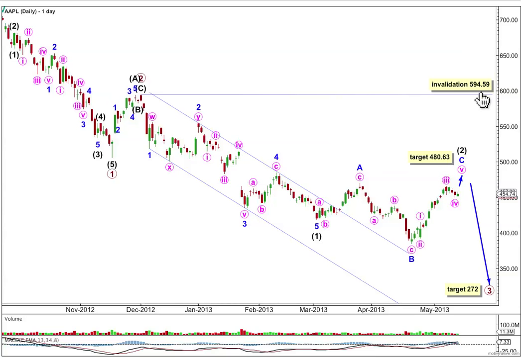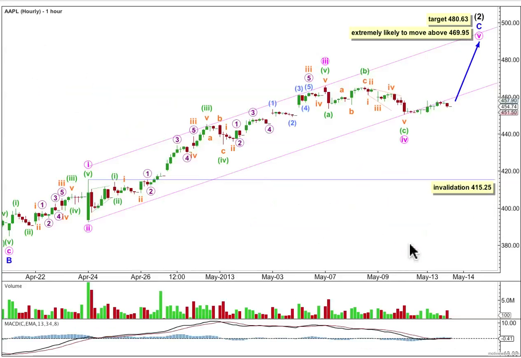Let's have a look at the hourly chart, where the start of minor wave C is this point down here. So we have 1, 2, 3 and 4 now complete. My last analysis expected price to be extremely likely to move just a little bit below this point, which is pretty much exactly what happened before it turned and started to move back upwards.